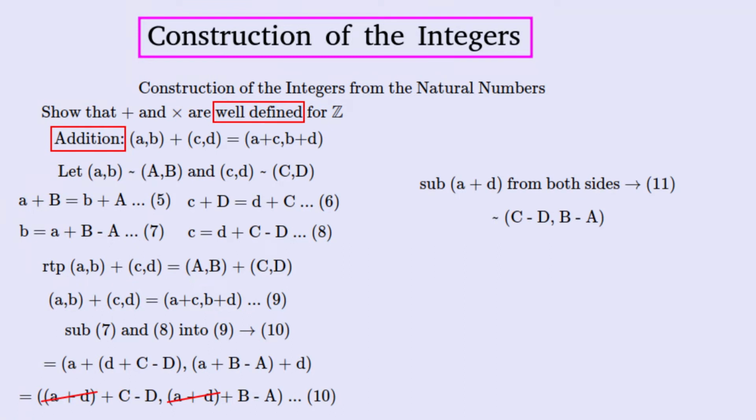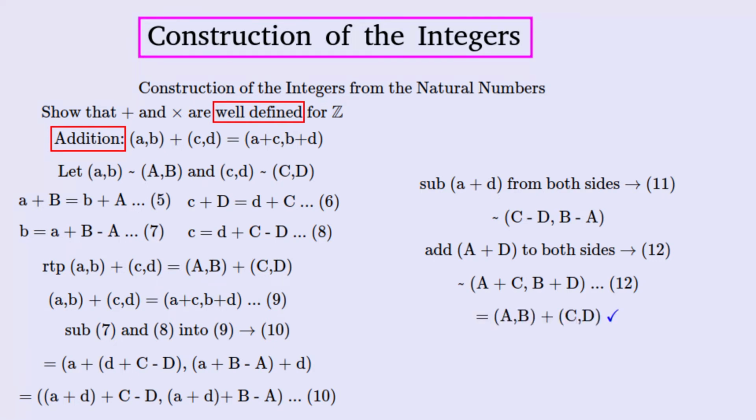Then we can subtract this term from both entries in the ordered pair, and the result will be equivalent. We can then add this to both entries in the ordered pair to get this integer, which is equivalent. We can then use the addition rule in reverse to get this equation, which is the addition of these two integers. So we've proven that addition is well defined.